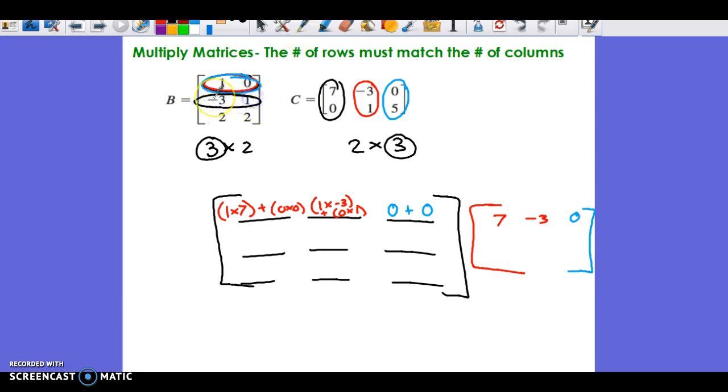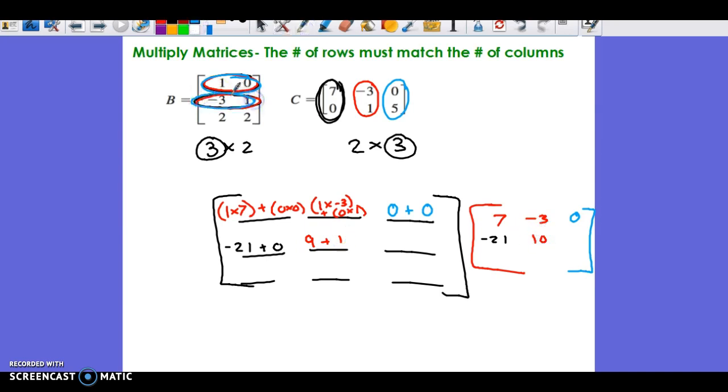Take row 2 times column 1. So that's negative 21 plus 0, so negative 21. Then I take row 2 again times column 2. So it's going to be negative 3 times negative 3 is 9. 1 times 1 is 1, so this will be a 10.